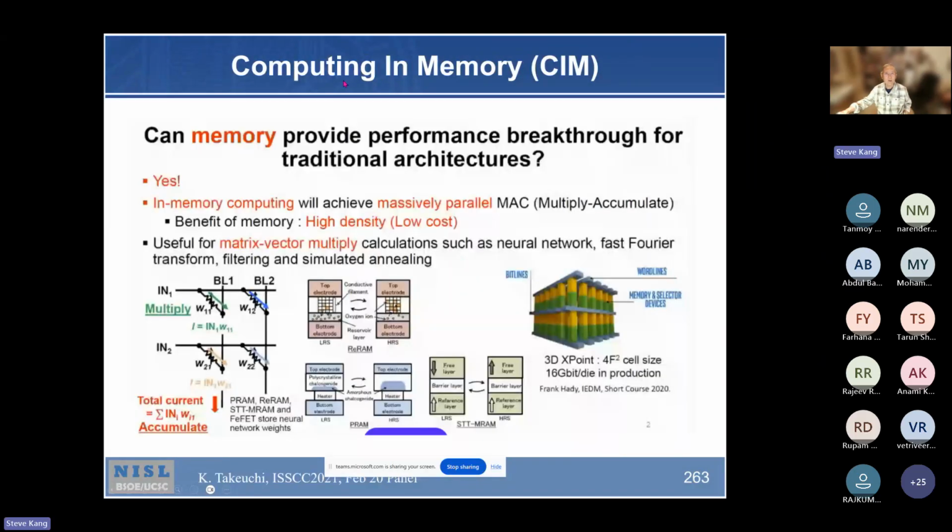So computing in memory: can memory provide performance breakthroughs for traditional architectures? The answer is yes. In-memory computing will achieve massively parallel multiply-accumulate, MAC, operation. If you use memory, it's high density and thus low cost. It is useful for matrix-vector multiply calculation, as in a neural network, or fast Fourier transform, filter, and simulated annealing type of thing.